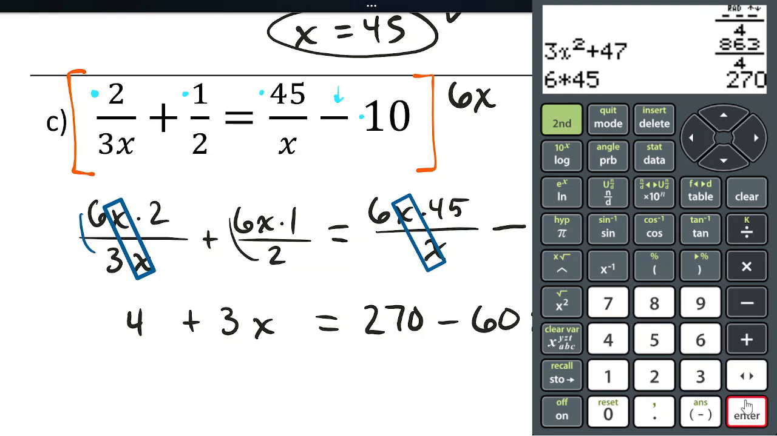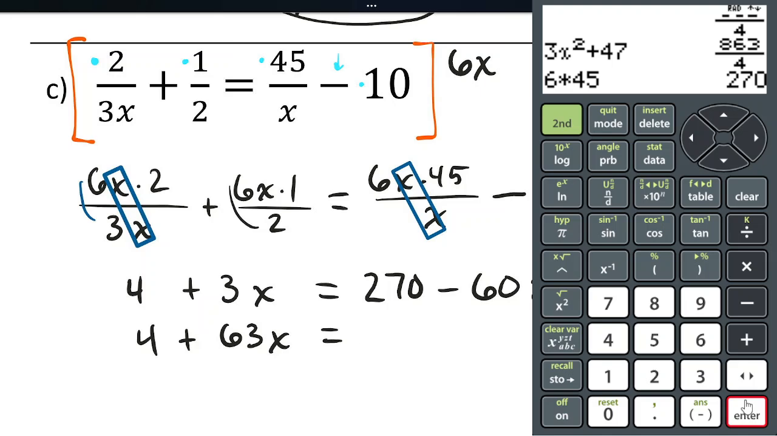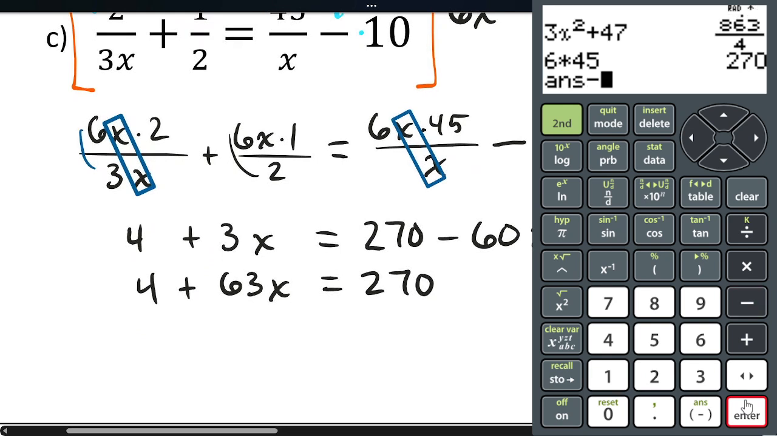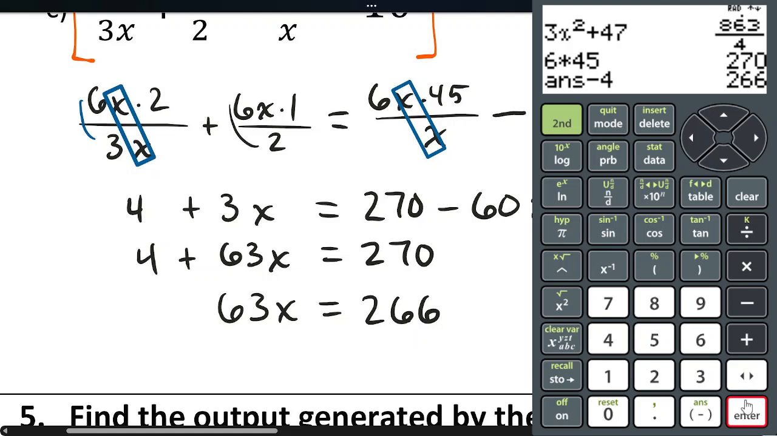All right. So it was a step or two, but you can see by multiplying by 6x, I eliminated all the fractions. And now I'm just looking at this. I'm going to add 60 x's to both sides. So that's going to give me 4 plus 63x is equal to 270. Now I'm going to take my 270 and subtract 4 from both sides. When I do that, I get 266. So 63x is 266. And then finally, to get my answer for x, I'm just going to divide both sides by 63.